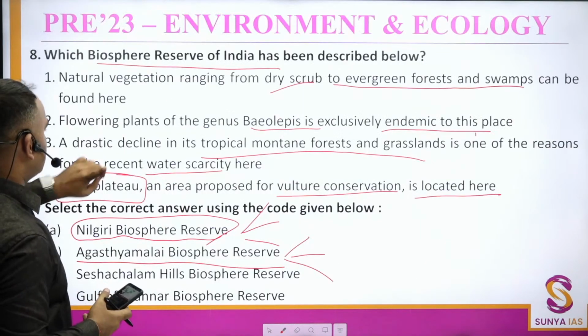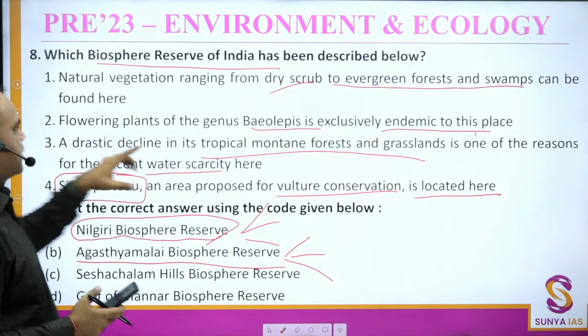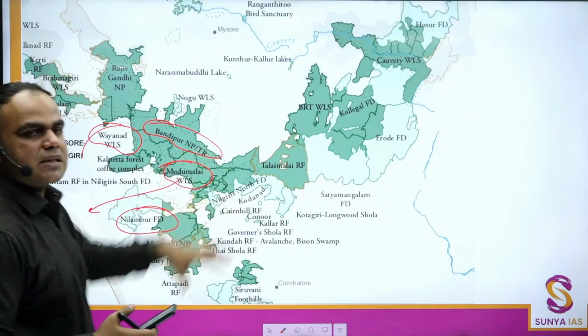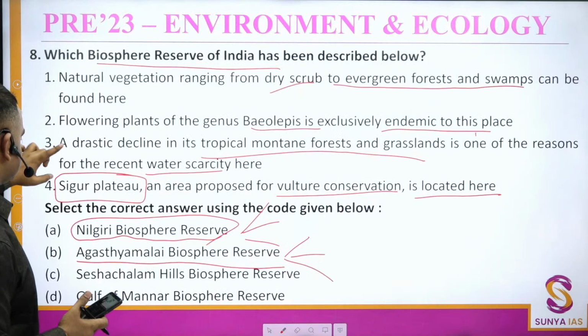So Sigur Plateau is one. There has been a drastic decline in the tropical mountain forests, etc. You also find Shola grasslands close by. Okay, so that is there.